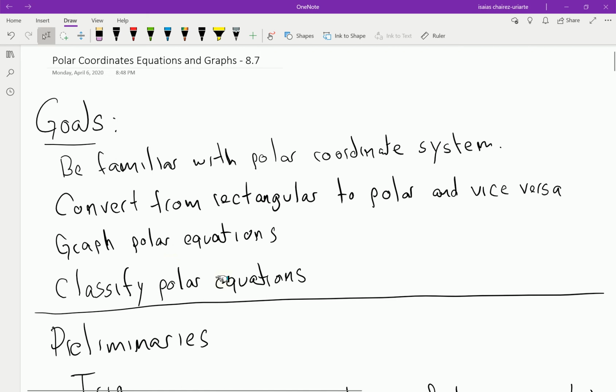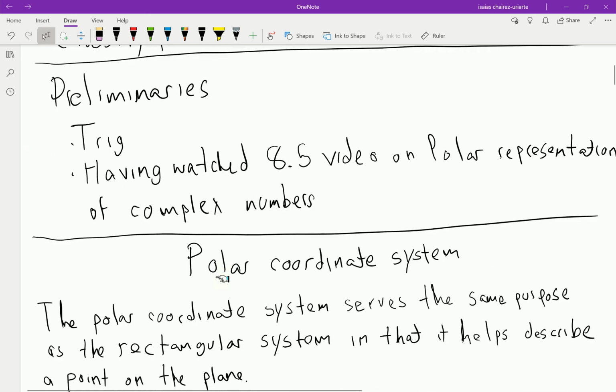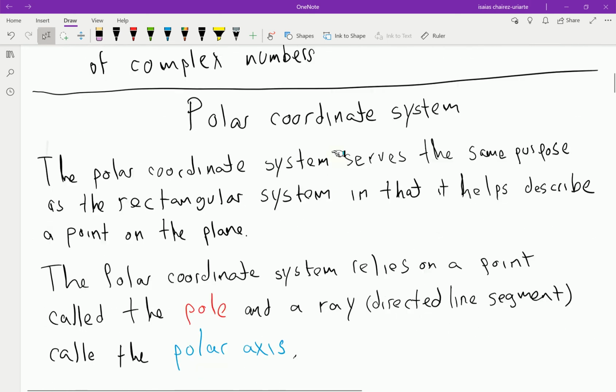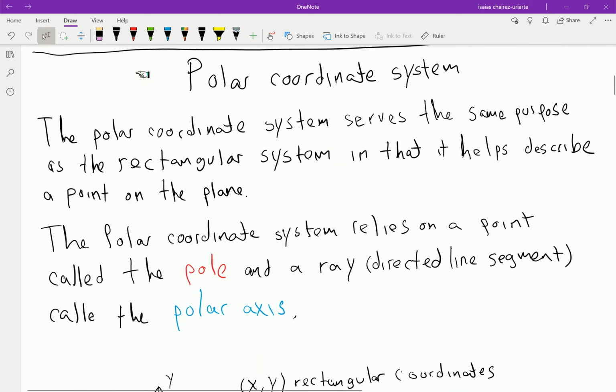All right, some preliminaries going into this section. Definitely we're going to be using trig, any trig that we've learned so far. And if you watched the video on 8.5, that was on polar representation of complex numbers, that's going to be definitely helpful because there's a lot of overlap between this idea of polar coordinates and 8.5.